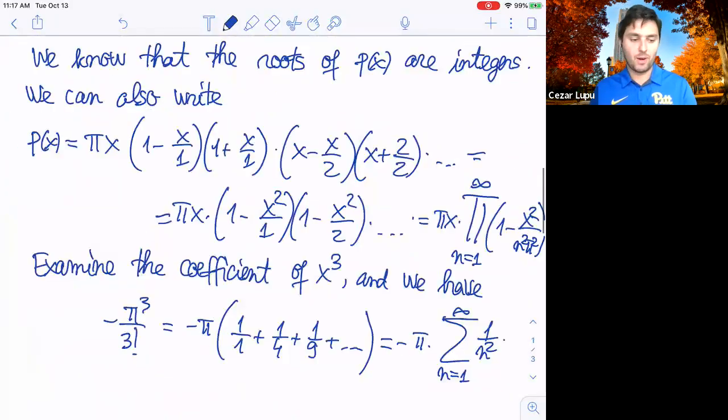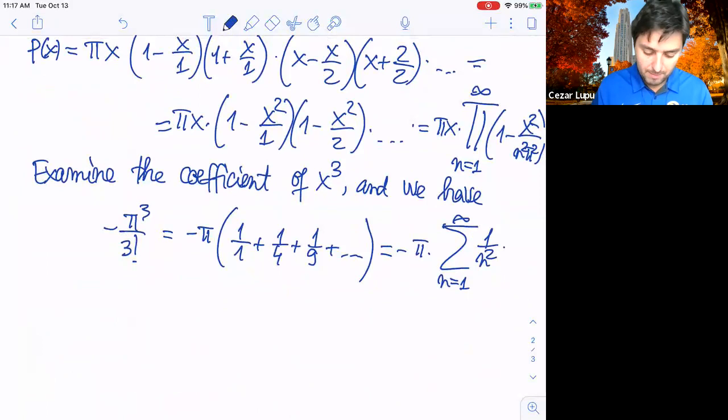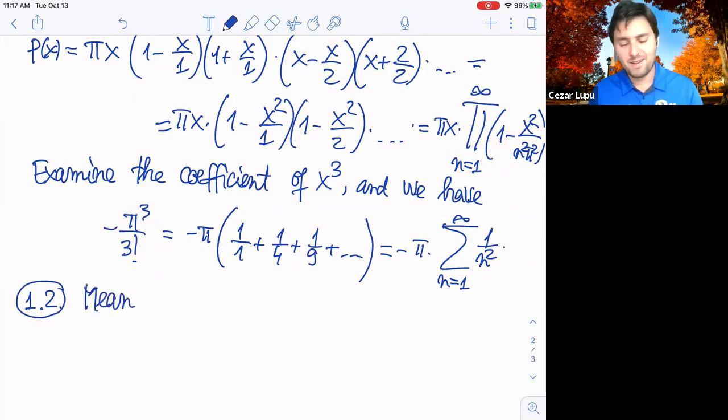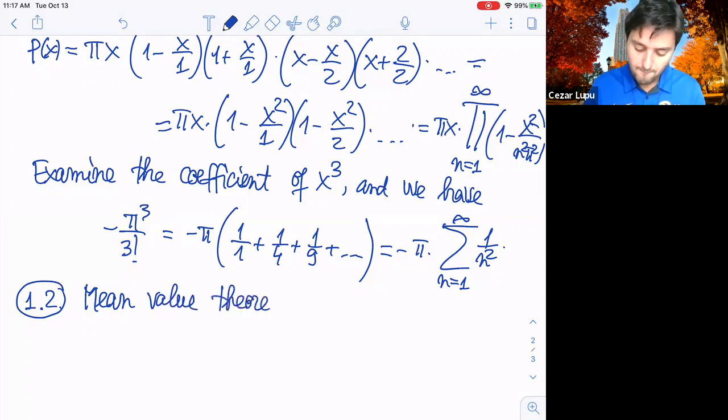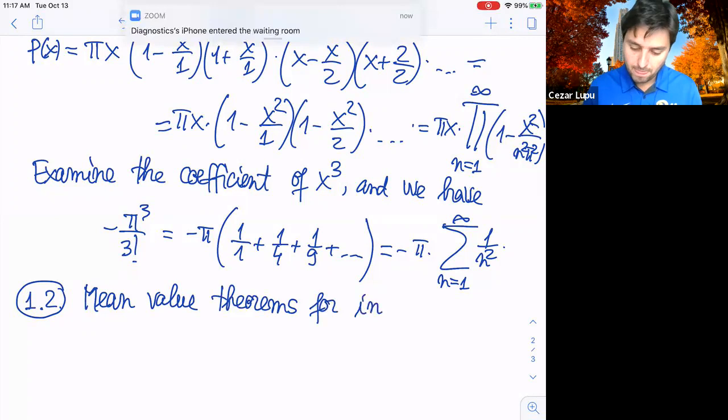But now, so this is the Basel problem. I would like to go and talk a bit about something else, about the mean value, something which for some reason is overlooked in calculus 1 or 2 courses, but I think it's done in more detail in an advanced course or an introduction to analysis course. And I would like to say a few words about mean value theorems for integrals.